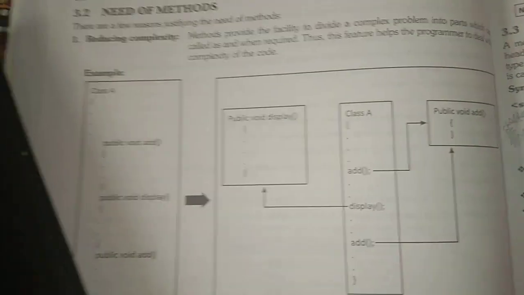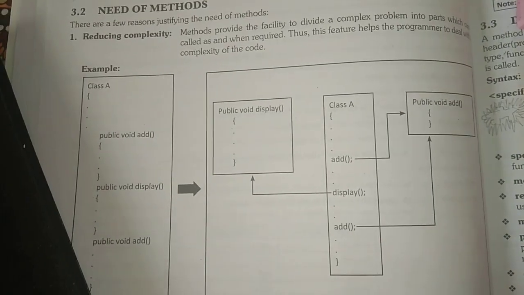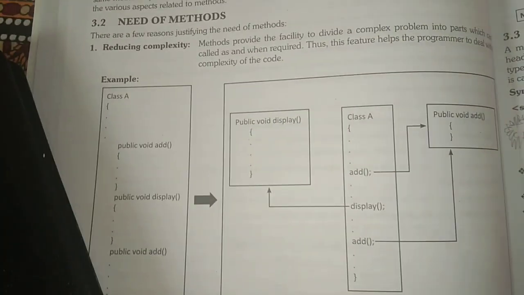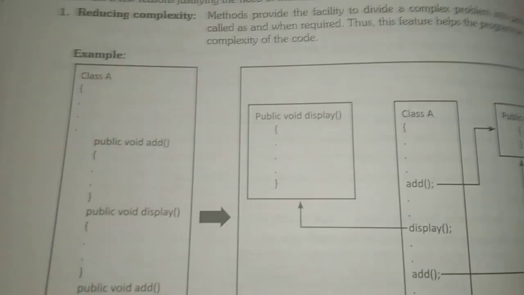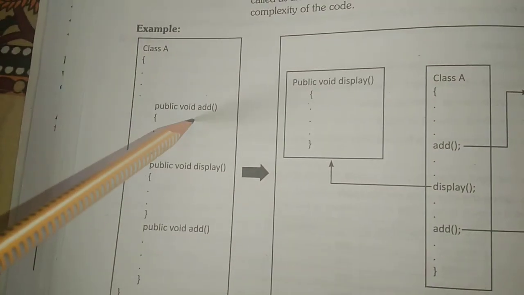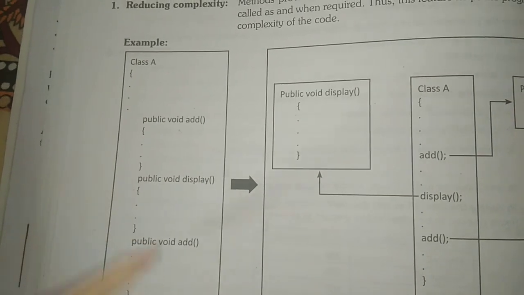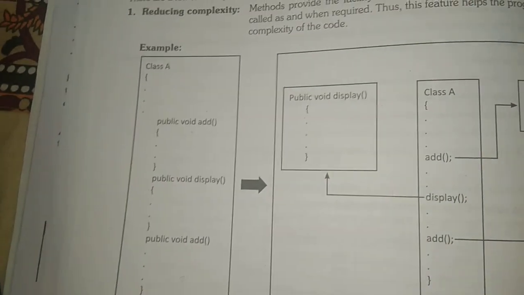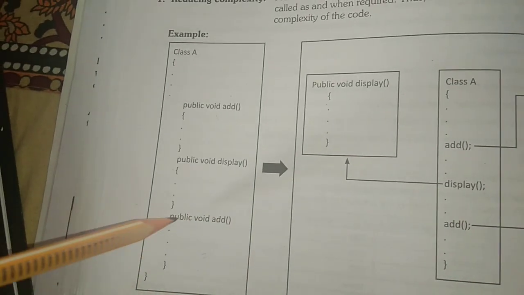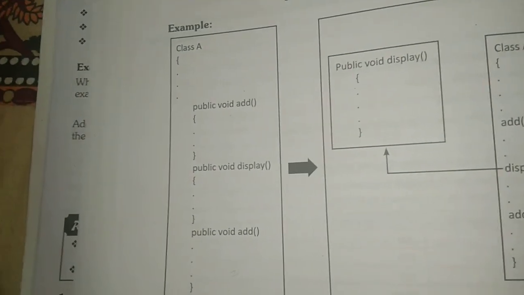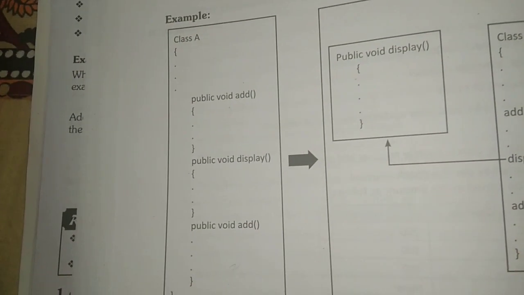The same introduction that we did in 9th standard is given in your book. In this class A, what is written? It is written add method, display method and add method. That means this class has 3 methods. But here you can see that the add method is written again, or defined again, so it is increasing the size and complexity of the program.